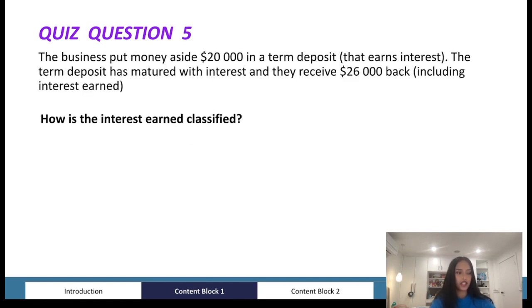Okay, here's the next question. The business has earned $6,000 worth of interest on a term deposit. How is this interest classified? And I'll give you a minute to think about the classification.